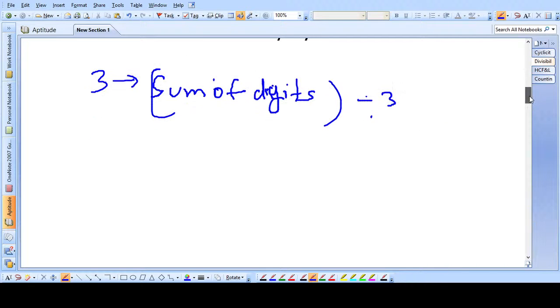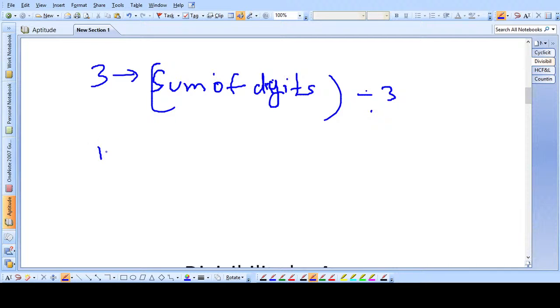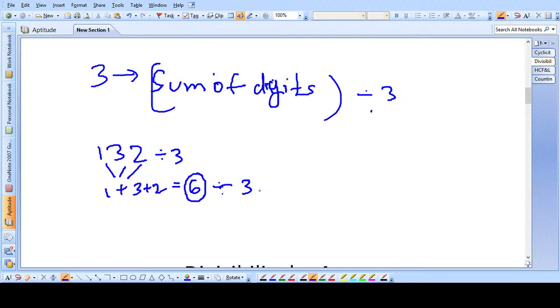Let's take one example. Suppose I have the number 132, okay, it's given and it's asked is it divisible by 3 or not. So I have to take these digits and add them, so 1 plus 3 plus 2, what is the summation of this? This is 6. So I have to check if the summation is divisible by 3 or not, okay. This is 2 times 3, so it is divisible, the end result is 0, hence this number 132 is divisible by 3, okay.